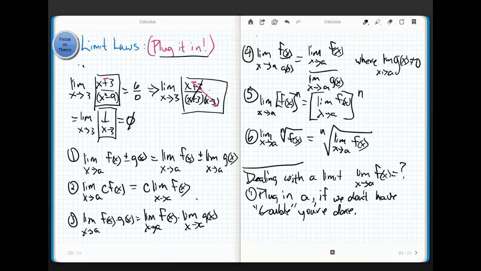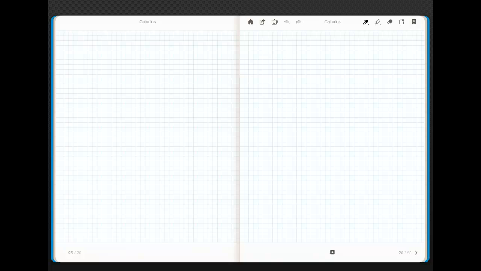Part 2: if you run into trouble, do algebra. Use a calculator, etc. In other words, use your other skills. Exhaust your other skills. That's the bottom line. So basically, plug it in. If all hell breaks loose, do something to try to deal with it.